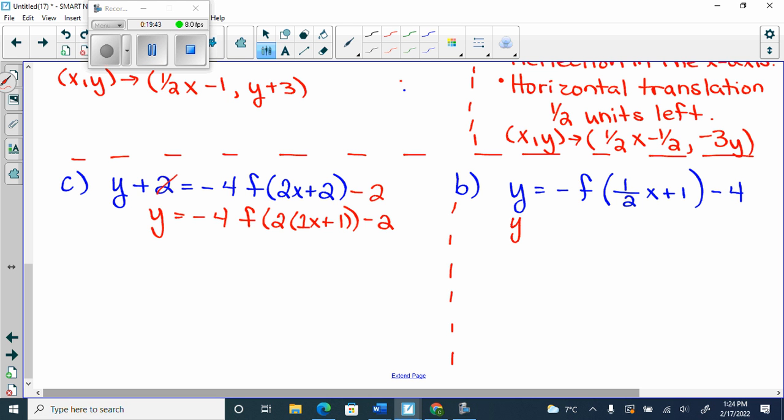So we're going to do y equals -f. I get a 1/2. And then I get x plus what?